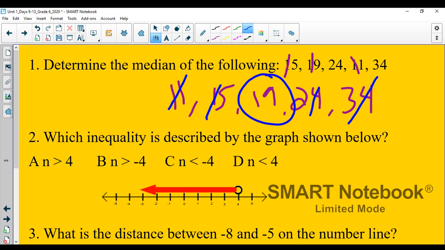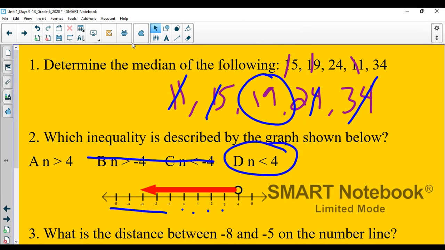Number two, which inequality is described by the graph shown below? Well, I know it's based off of +4, so B and C are automatically gone. And all these numbers, 3, 2, 1, 0, and all the negatives are all less than +4, so that's D.